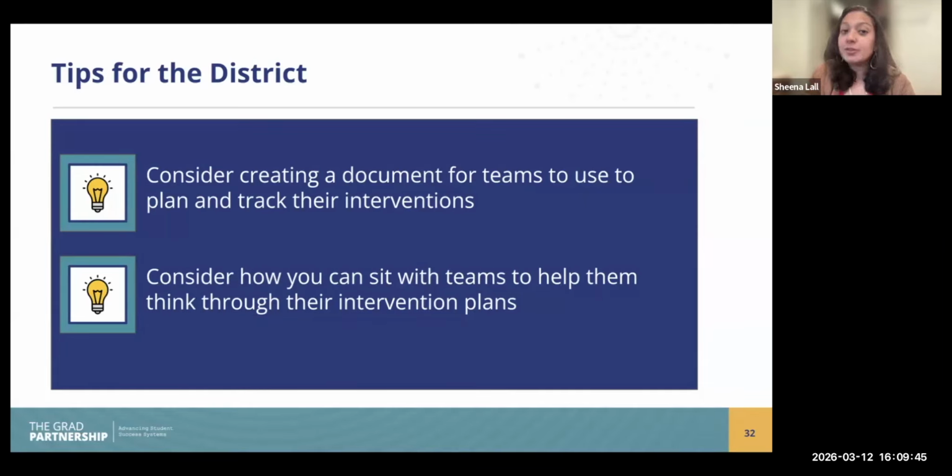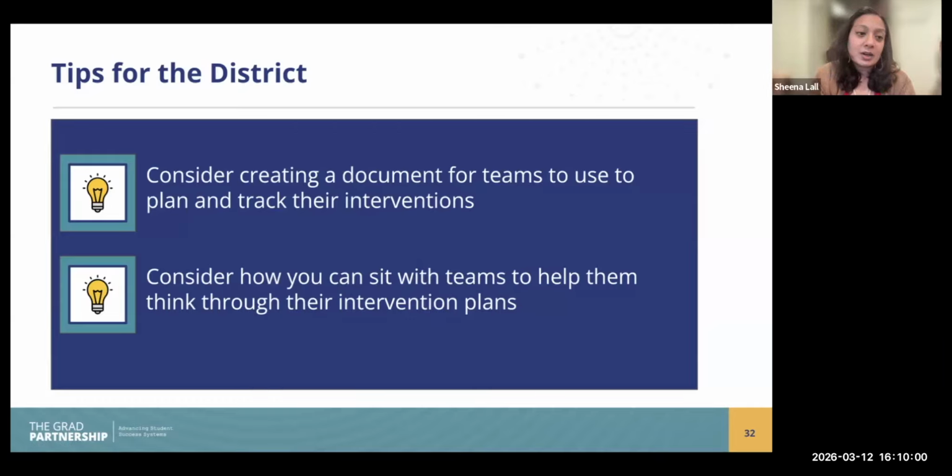It's been extremely helpful for me and the district representative to be able to go back to each school's plan and say, on this day, you said you were going to do that. How did that work out for you? Consider also how you can sit with teams to help them think through their intervention plans.